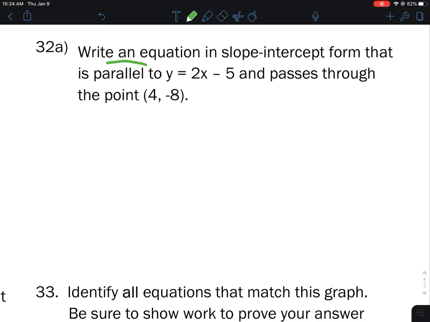Write the equation of the line that's parallel and passes through the point 4, negative 8. So parallel lines have the same slope. So therefore, it's going to be y equals 2x plus something, or minus something, depending on what your intercept is.